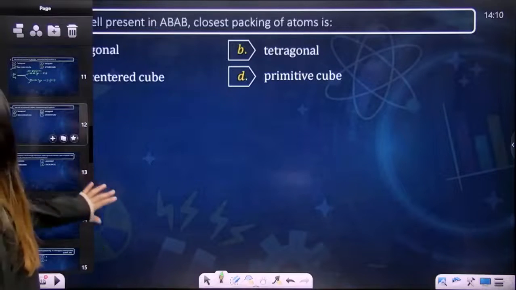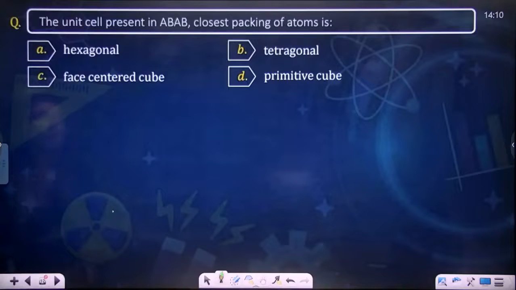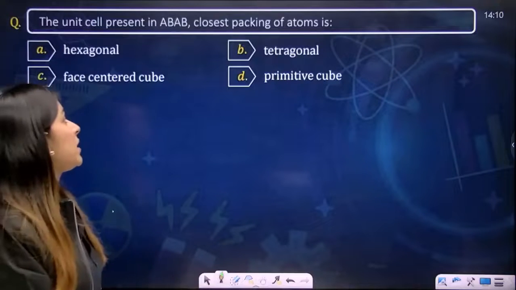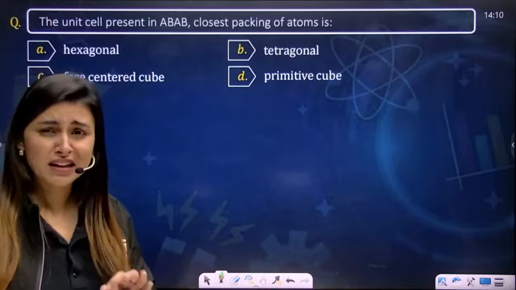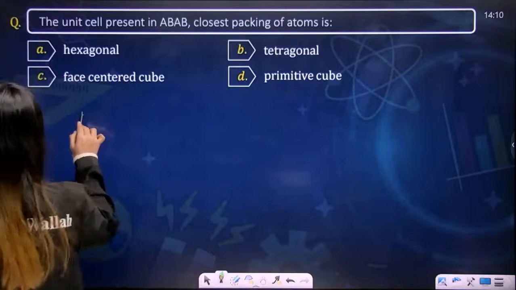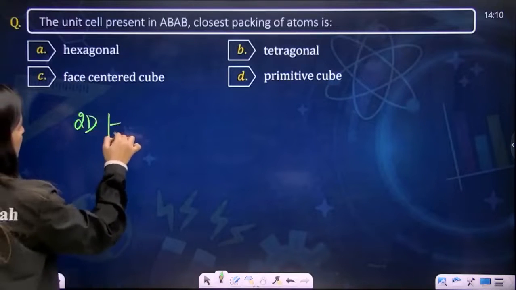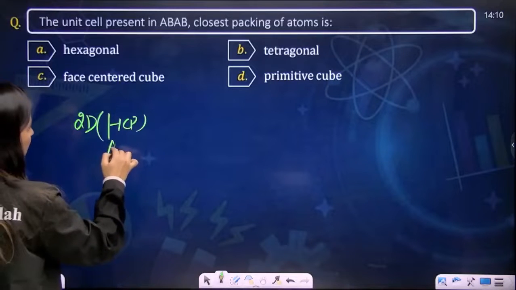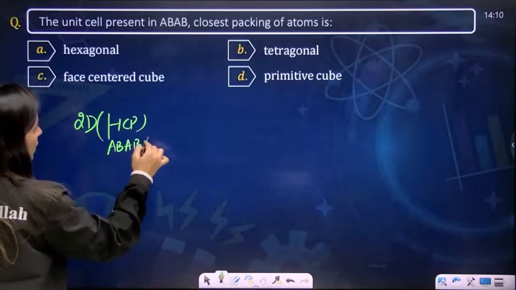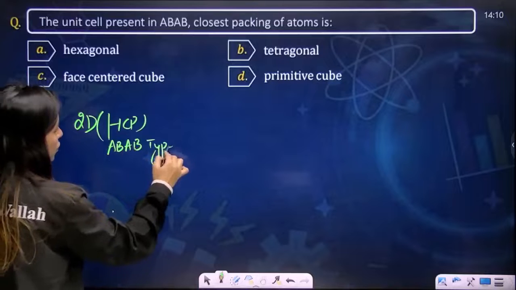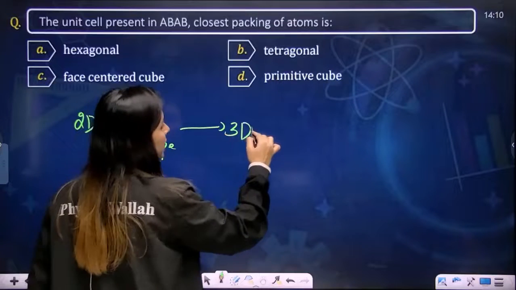Let's move to the next question. The next question says that the unit cell present in AB closest packing of the atoms is exactly the same. My dear students, you went from a two-dimensional HCP lattice, which was your AB type, to three dimensions. Now it could be two types.